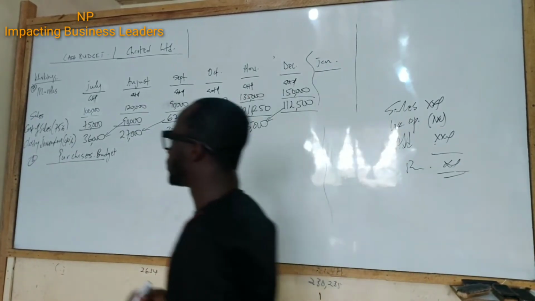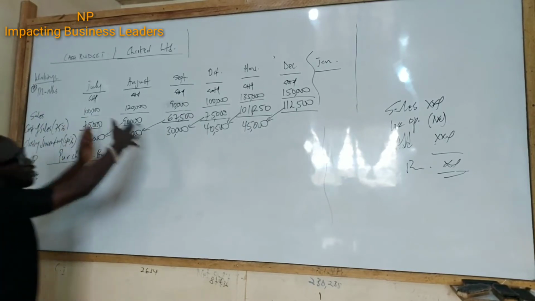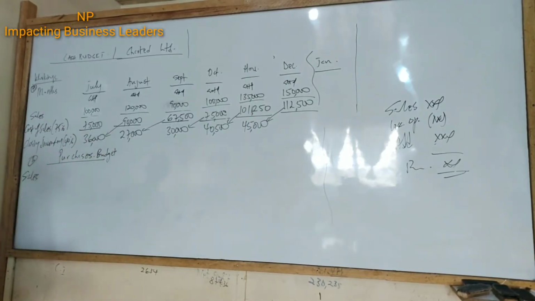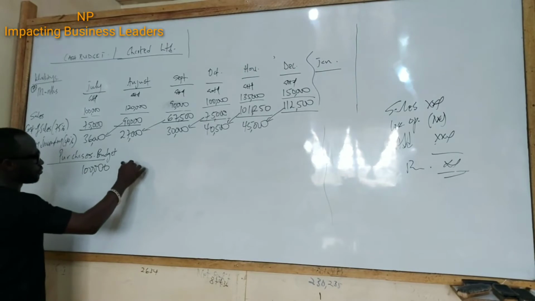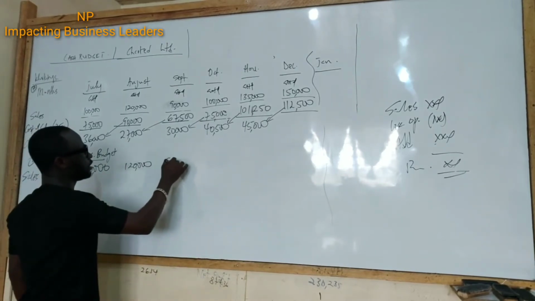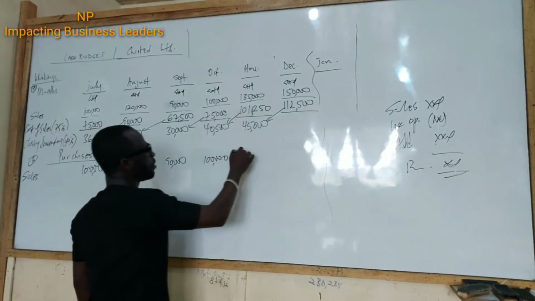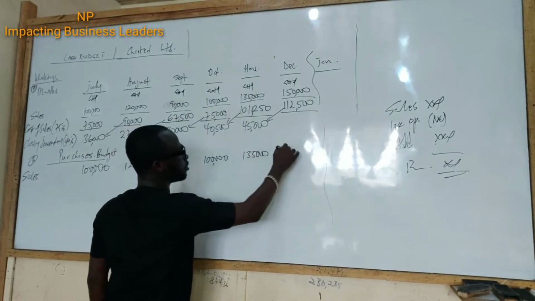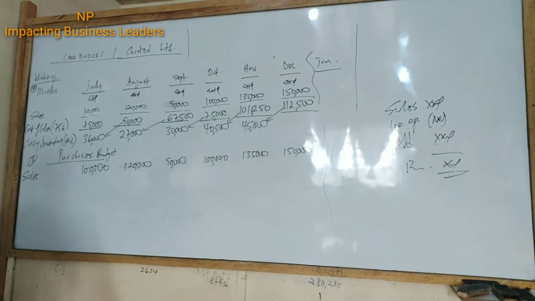So how do we get our purchases? We bring our sales figures. Let's bring our sales figures respectively. I'm going to follow the months like that. Let me just do it for all the months, even though we don't need all the months. 120,000, 90,000, 100,000, 135,000. So we bring sales and we less opening stock.